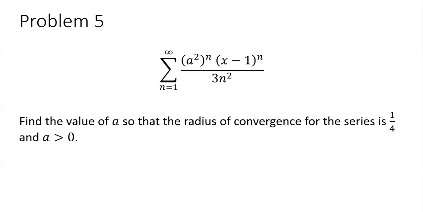Okay, number 5, find the value of A so that the radius of convergence for the series is 1/4 and A is greater than 0. So go ahead and try this one. This one's a little different than problems you've probably seen before.